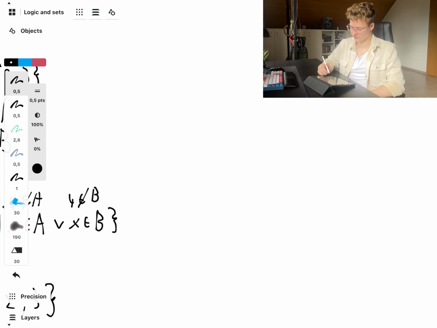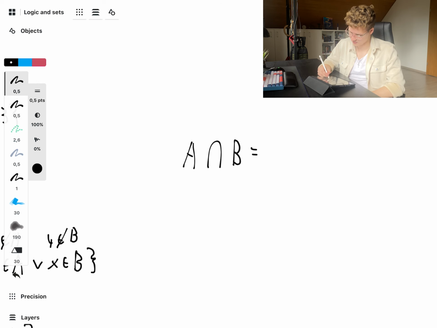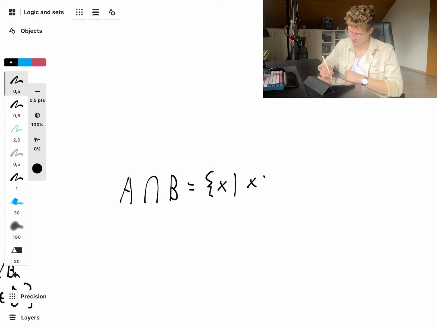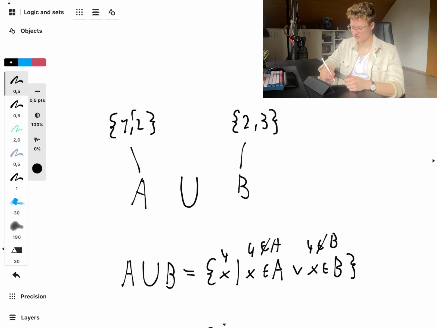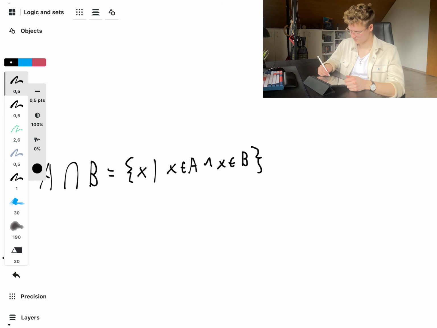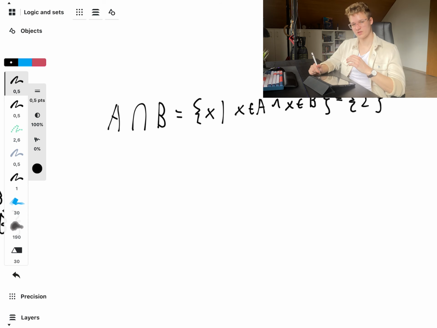Now we have the intersection. So A intersection B. This one is defined quite similarly to the first one, except the difference is we use and instead of or. So you have X belongs to A, and X belongs to B. So basically all of their common elements. And we can see that the only common element is 2, which equals 2. That would be the intersection.